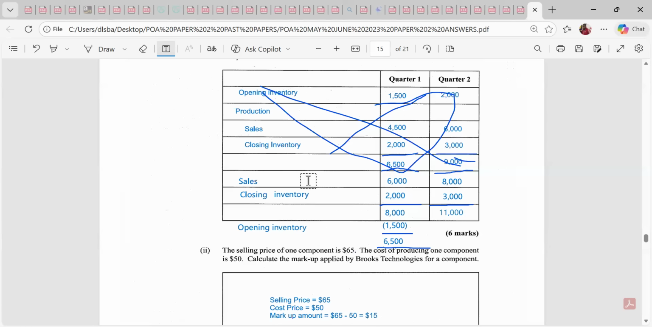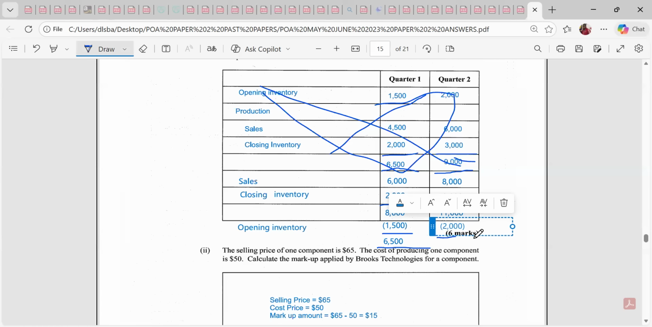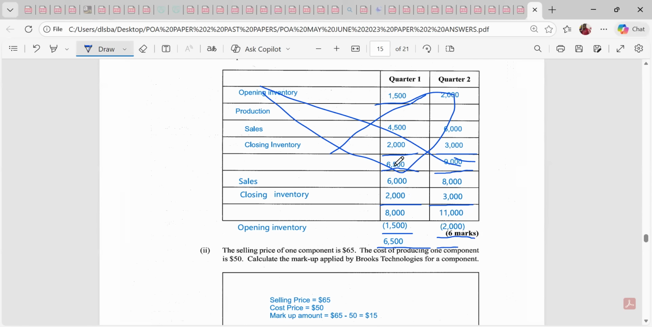However, last quarter, my closing inventory was 2,000, which means my opening inventory for the next quarter would be that 2,000. If I ended the quarter with 2,000 remaining, it means I start in the next quarter with 2,000 remaining. So although I need 11,000, I already have 2,000 in stock. So all I need to produce is the remainder, which would be the 9,000. Alright, so I got 6,500 here and 9,000 there.